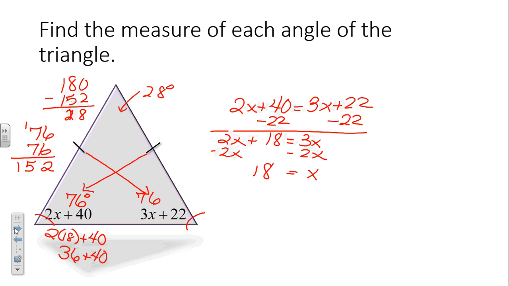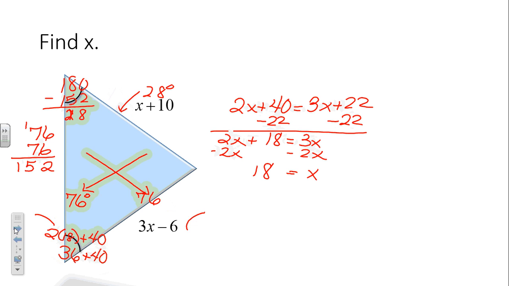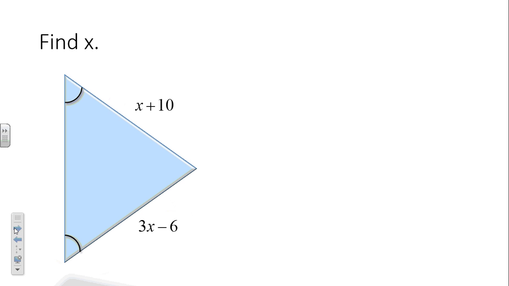Okay? So this time they wanted us to plug it back in. Questions on this one? Okay? We're good? Next one. Now we want to find x again, and this time we don't have to plug anything back in. It just says find x. So how are we going to find x?